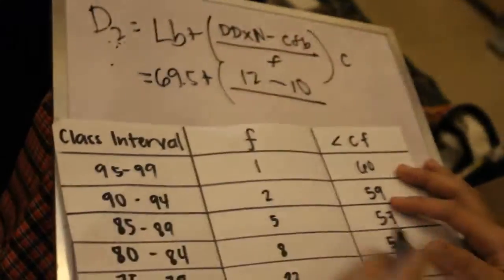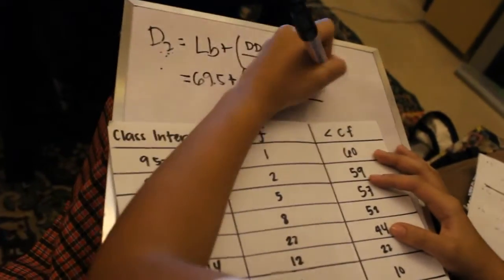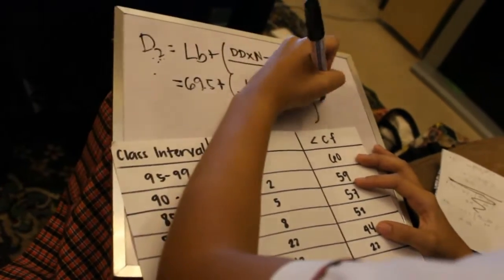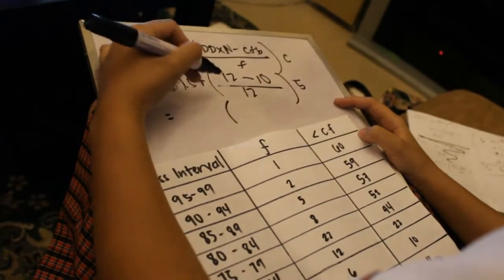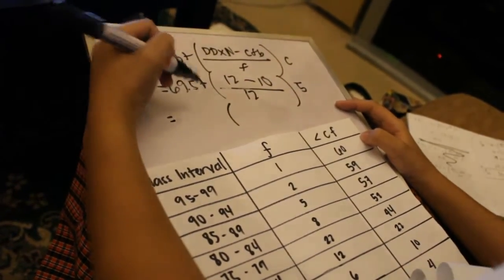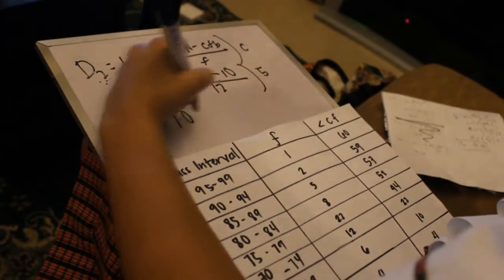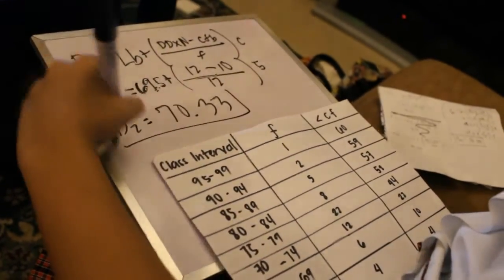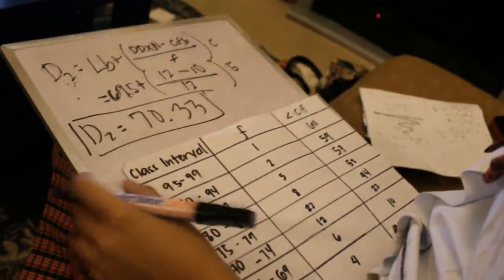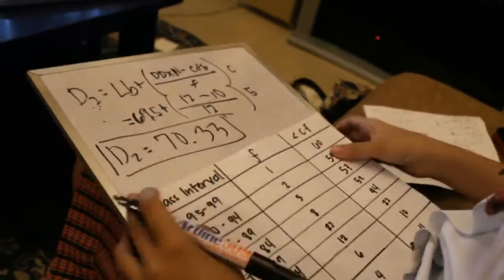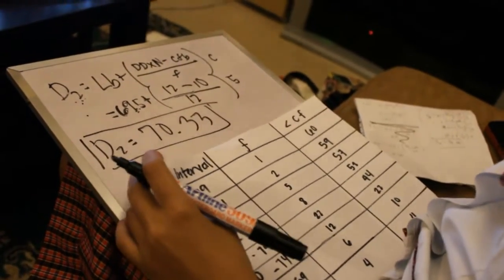Now the frequency of 22 is 12. So let's put 12. And the class size is 5. So 12 minus 10 all over 12 times 5 plus 69.5. So the final answer is 70.33. So that's the last item in our assignment. That's easy. Yes, it is. And it's all thanks to the TV show that we've watched, which is Statsaya.